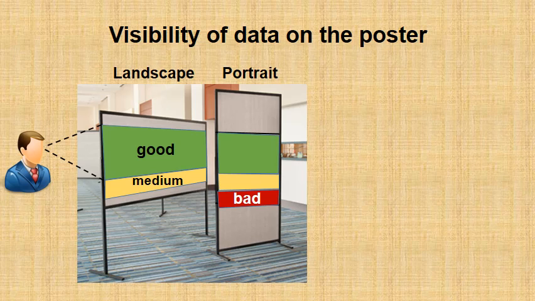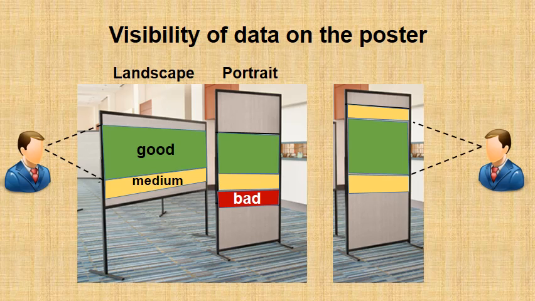You can make this a bit better by putting your portrait orientation poster a bit higher. So instead of a red area, you will have two yellow areas. However, your upper yellow area is actually area of your title, the most important part of your poster. Hence, I always prefer landscape if possible.